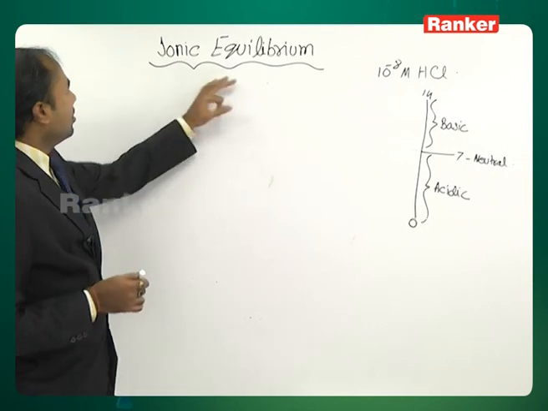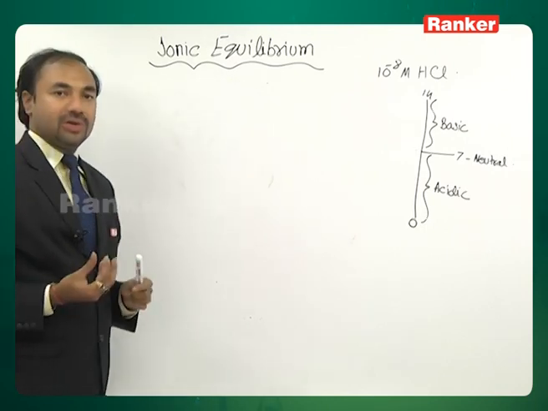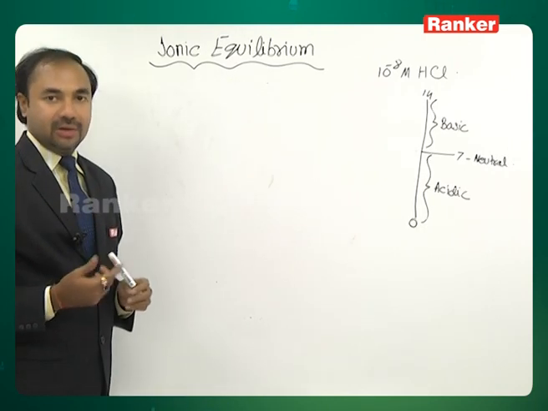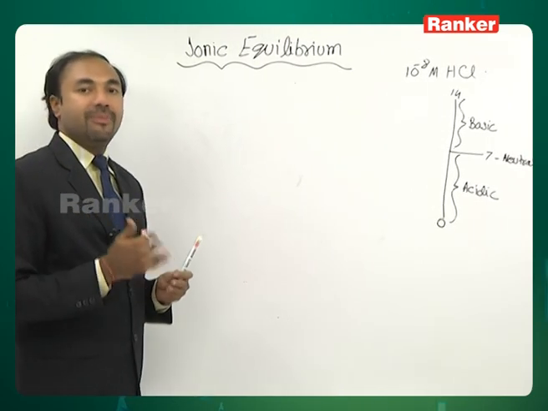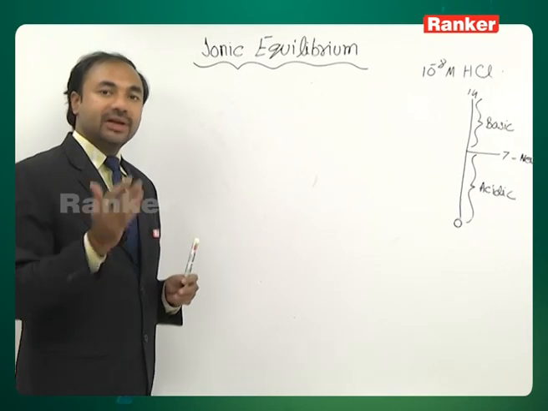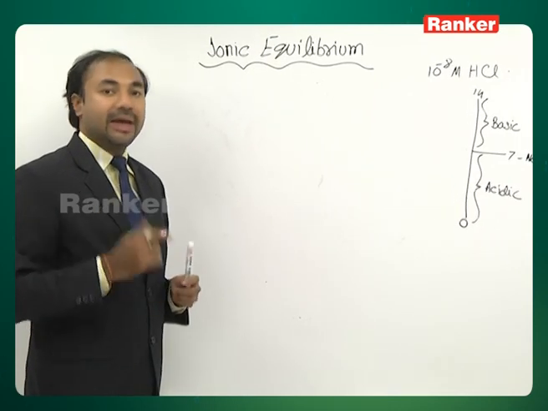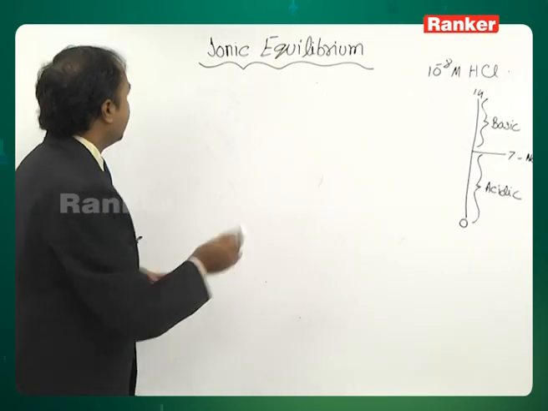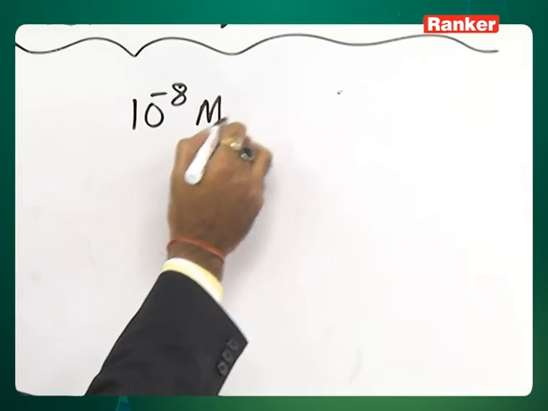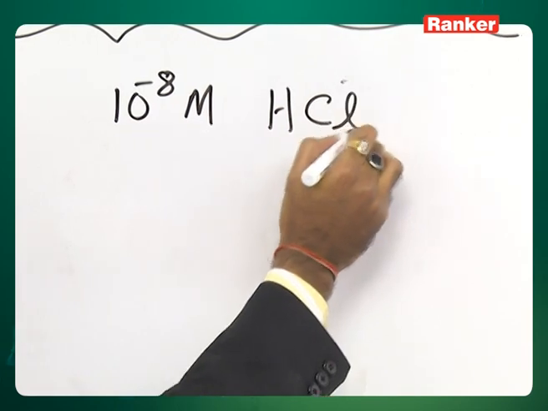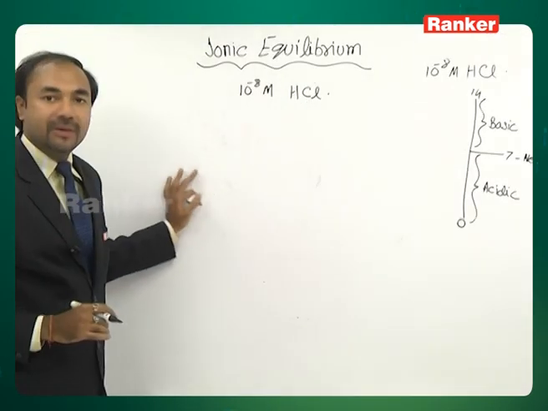Now see what happens in those solutions which are highly diluted. For example, you can take 10 to the minus 8 molar HCl solution. Otherwise, we can take basic solutions also, like 10 to the minus 8 molar NaOH or 10 to the minus 9 molar NaOH. In those cases, for example, one of them is 10 to the minus 8 molar HCl. We are picking up this example. This one is a standard example here.